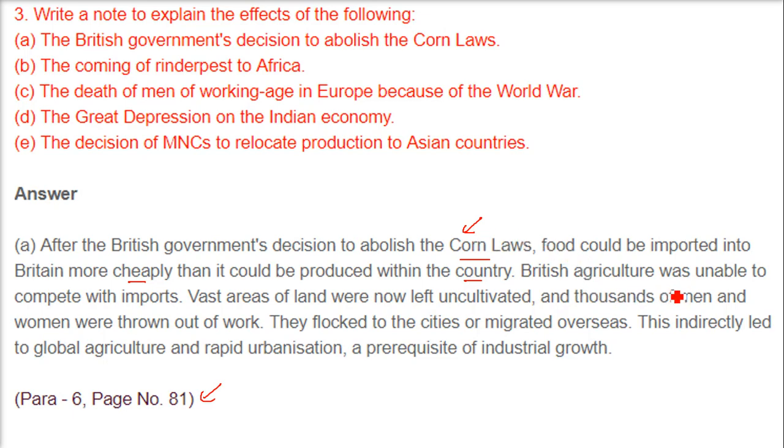So British agriculture was unable to compete with these imports. They were cheaper in price. Vast areas of land were now left uncultivated, and thousands of men and women were thrown out of work. That is, they became unemployed. They flocked to the cities and migrated overseas to different parts of the world. This indirectly led to global agriculture and rapid urbanization, which is a prerequisite of industrial growth.